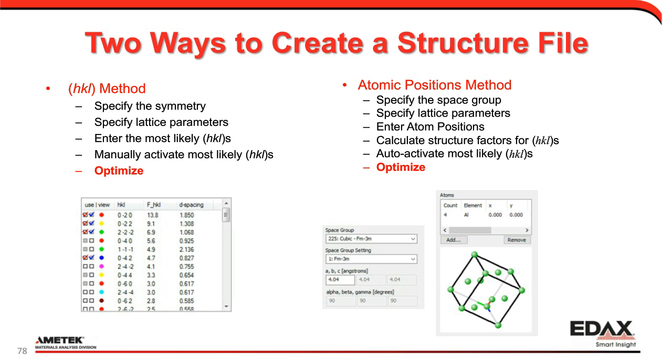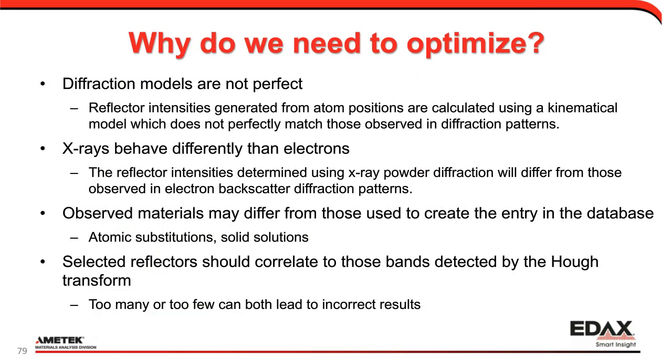Why do we need to optimize? Diffraction models aren't perfect. And so the kinematical models we've used previously don't always match perfectly the observed patterns. If we've used X-ray diffraction databases, X-rays diffract a little bit differently than electrons. The observed materials may be a little bit different than the one in the database. You can have atomic substitution, solid solution issues. And sometimes the key reflectors we want to have in our structure file are the ones that are going to be detected with the Hough transform. If we're getting too many or too few, that can both lead to some issues.